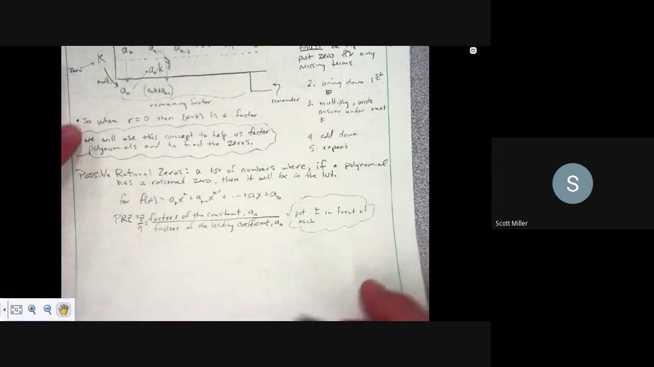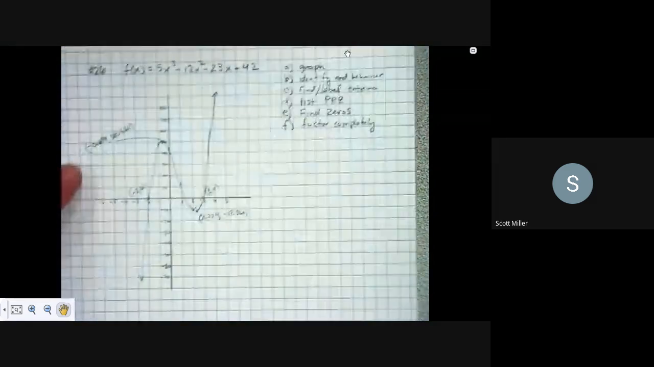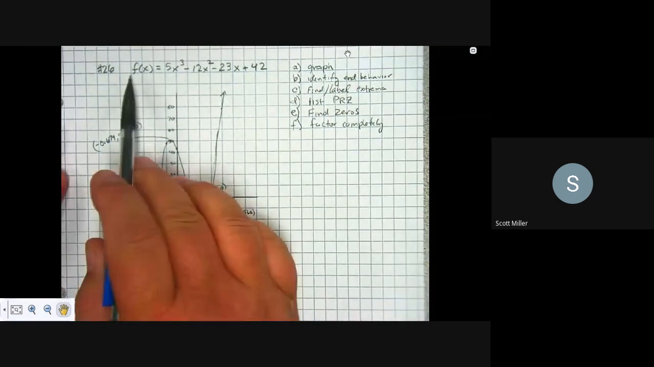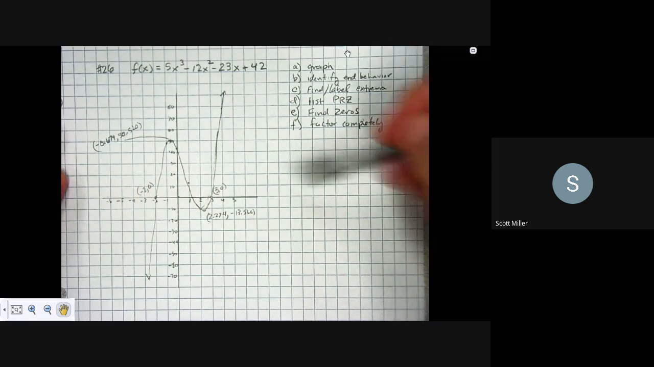So this is what you're going to be doing. I'm going to show you some examples of this. I'm going to walk you through one now from start to finish on what it would look like on a test. So here we go. On a test, I'll give you a polynomial. I'll ask you to graph it, identify the end behaviors, find and label the extrema, list the possible rational zeros, find the zeros, and factor completely. So this is what a test question will ask you to do.